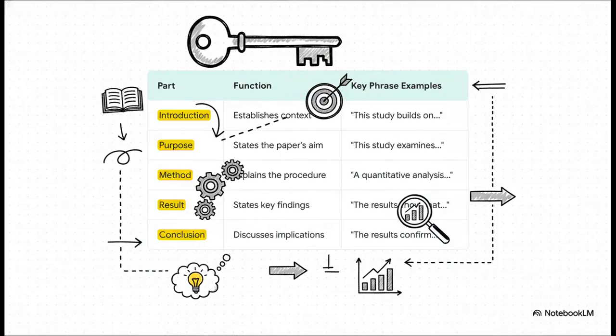Think of this as your decoder key in action. You see, each part has a very specific job. The introduction sets the whole scene. The purpose tells you the goal. The method explains how they did it. The result gives you the juicy findings. And the conclusion explains what it all means. Now, pay close attention to those key phrases on the right. They're like little signposts that'll guide you through any abstract you read.